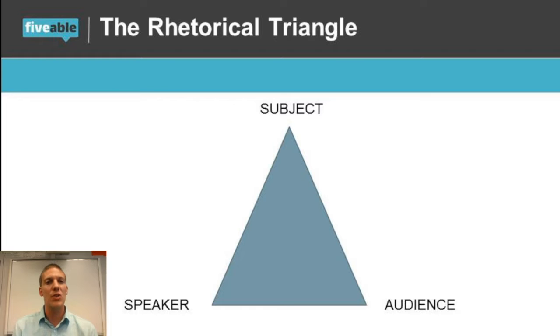So the three aspects of the triangle are subject, audience, and speaker. With that said, what this is really about is how those three components are interrelated. So we're going to practice with a few prompts today, but let's just briefly walk through. The subject's the easiest to identify. The subject is what the work is about, what the essay or the speech or the written assignment is about.